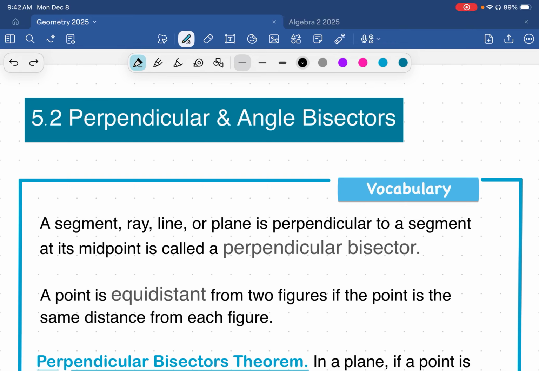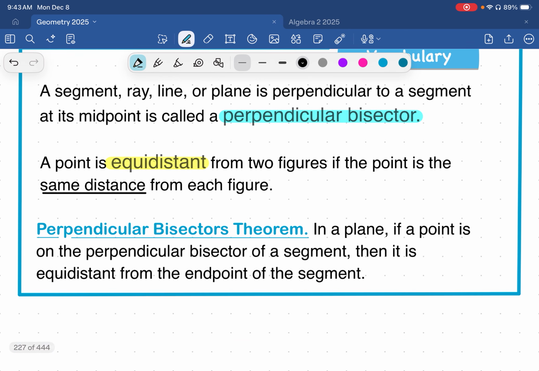Today's lesson is 5.2, perpendicular and angle bisectors. Remember that a segment, ray, line, or plane that is perpendicular to a segment at its midpoint is what we call a perpendicular bisector. A point is said to be equidistant from two figures if the point is the same distance from each figure. So equidistant means we're equal in distance.